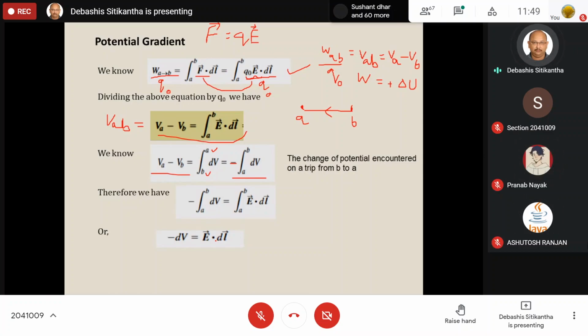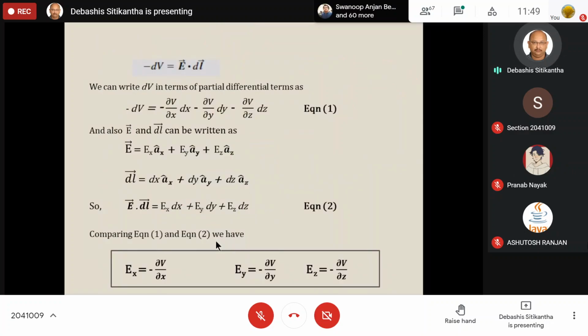Okay, very simple mathematics, looks complicated but damn easy. So minus dV is equal to E vector dot dL vector. Now, what is this dV? dV is the differential voltage or potential. We all know that dV is the differential coefficient, whereas del V is the partial differential coefficient. What is the difference between them?